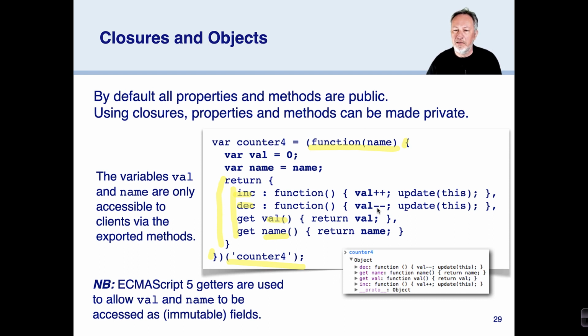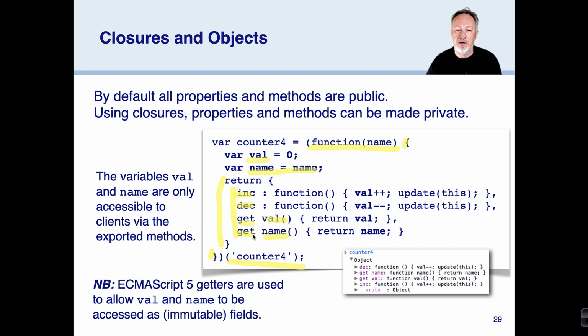The increment and the decrement functions are pretty much as we saw them before, except val refers to a value in the scope of this nameless function that we invoked and threw away. So there's a lexical scope here with a value and a name, and the name is initialized to counter 4. This scope exists, and it's only used to close this object. So this object has an environment containing the val and the name, which are not accessible to anybody from the outside. In addition, we provide getters.